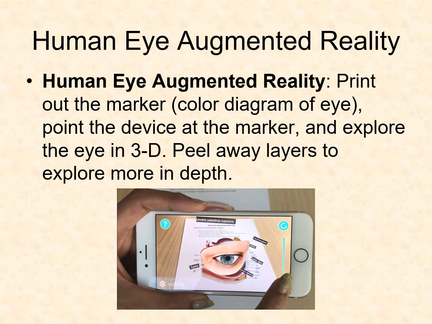The Human Eye is one of a series of apps created by Magic Software. First, the teacher prints out the marker, which is a diagram of an eye. Then students will point their device at the marker and explore the eye in 3D. If this is useful to your students, they also have apps such as the human brain and the human heart. Let's take a look at the eye.